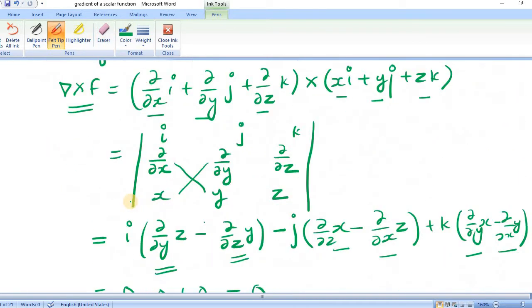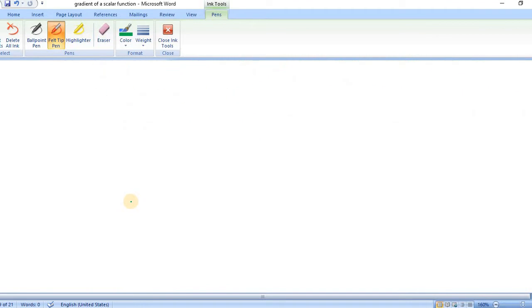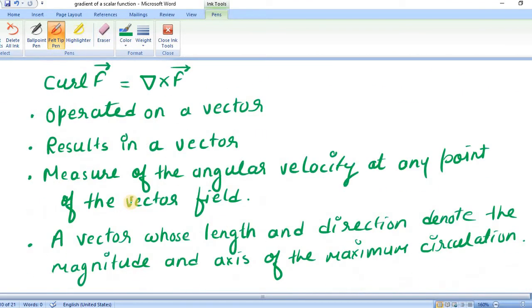And now let us see some more definitions about the curl of f. Here are some important things related to the curl of f. It is operated on a vector, as we have already seen that divergence was also operated on a vector, but there we had the dot product, but here we have a cross product. So del cross product on a vector. The resultant of curl is definitely a vector. So it has both magnitude and direction.